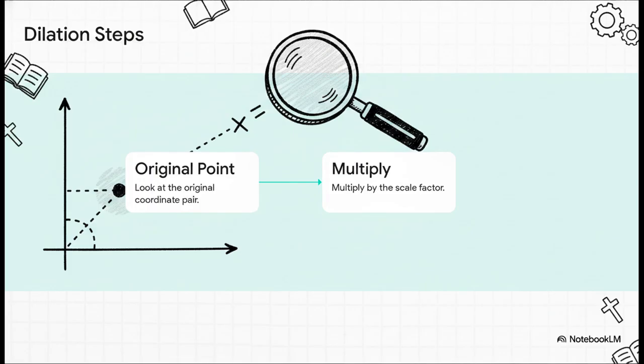Step 1, look at your original coordinate pair on the graph, your x and your y. Step 2, multiply each of those numbers by the given scale factor. That is the whole shebang. Seriously, if you can do basic multiplication, you are going to master geometric dilations in no time.